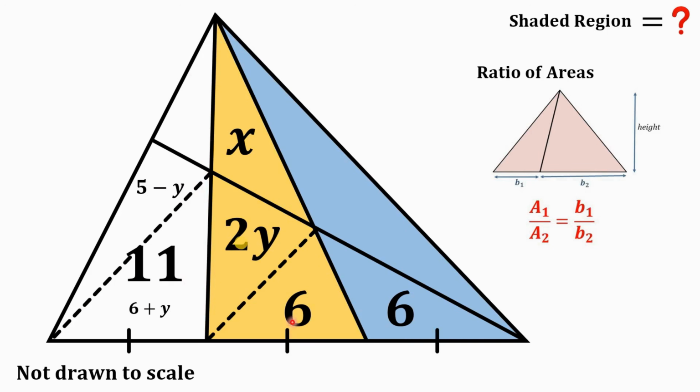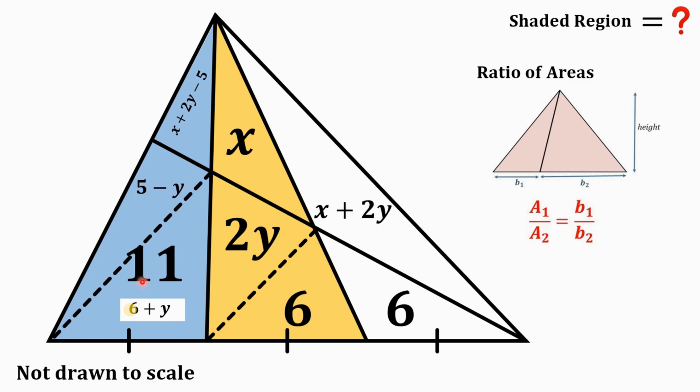So the area of this yellow is x plus 2y plus 6. In other words, the remaining area, or this triangle right over here, is simply equal to x plus 2y. So this triangle must be x plus 2y plus 6 also. Now, how about this triangle on the left side? We have 11. In short, the area of this triangle on the top must be equal to x plus 2y minus 5.